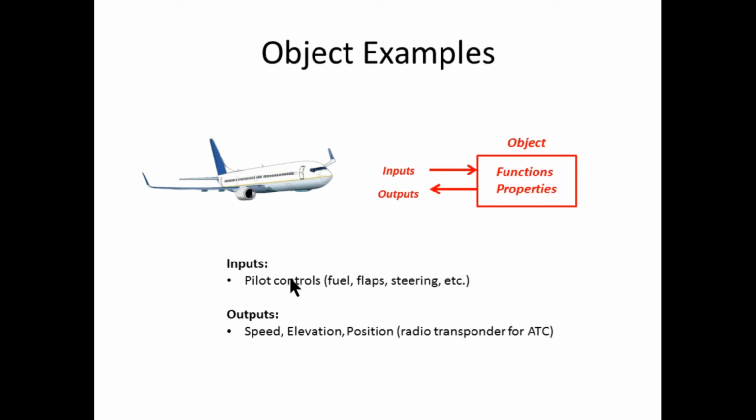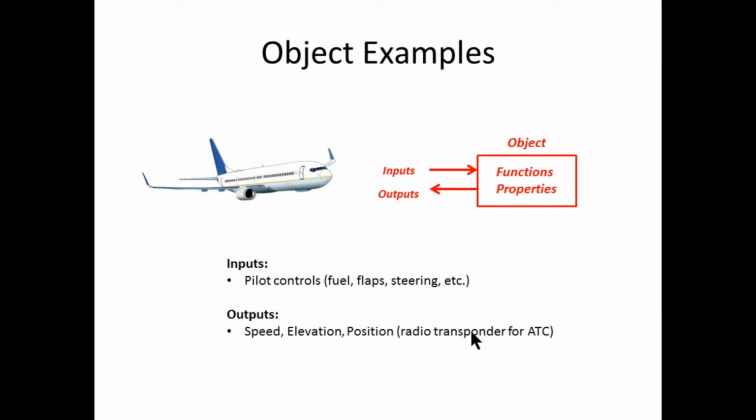It has pilot controls. He controls the fuel to the engines. He controls the flaps, the steering. Again, those are the inputs. They are different, but they are very similar. They are required in order to control the vehicle, which is the airplane. And in this case, it has outputs.